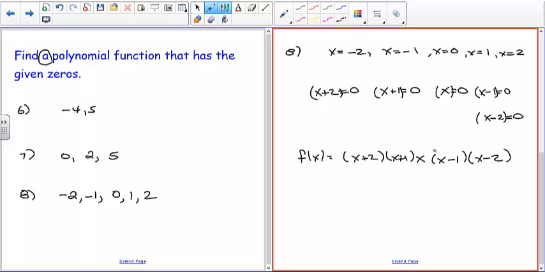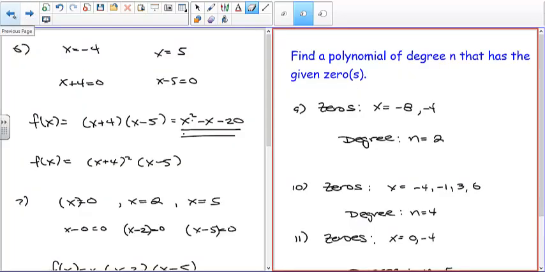You multiply the factors together. Again, I could raise these to any power, and this crazy looking function would have the same zeros. They would have different multiplicities of zeros, and the functions would not look the same, but they would have the same x-intercepts or zeros.